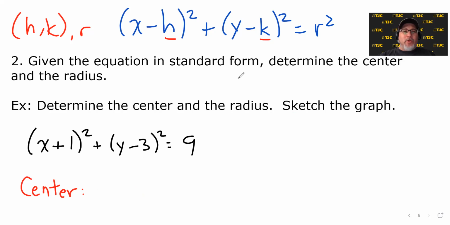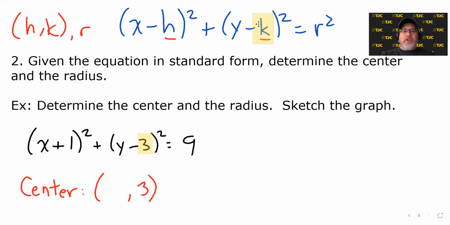For example, let's start with the y, because that one's actually being subtracted. The y coordinate of the center is the number being subtracted from the y. And what number is being subtracted from the y here? The number being subtracted from the y is 3. That means that the y coordinate of my center is 3.